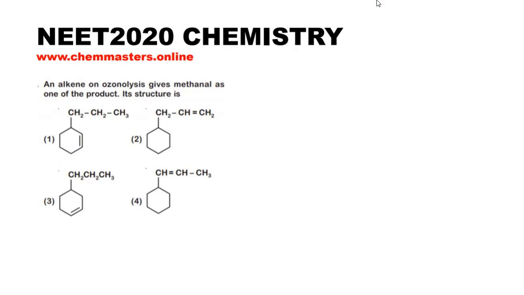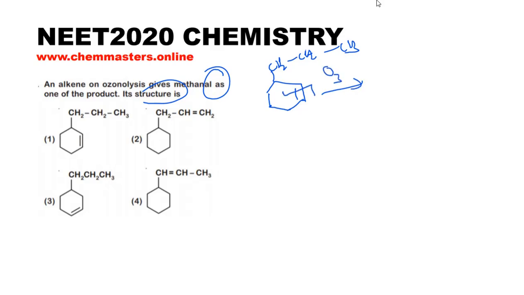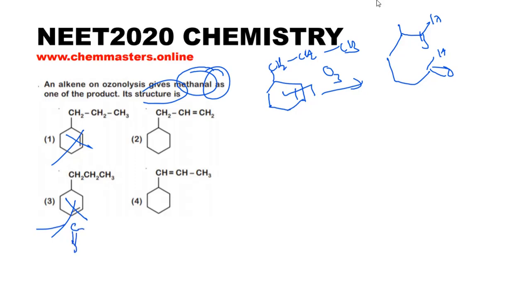An alkene on ozonolysis gives methanol as one of the products. Its structure is... So just look at this. Here CH2, CH2 and CH3. On ozonolysis the cleavage takes place here, and here is the carbonyl group. You cannot produce methanol. That's why we can eliminate the first one and also the third one, because they are going to produce aldehydes or carboxylic acid based on the oxidizing or reducing agents along with that ozonolysis.